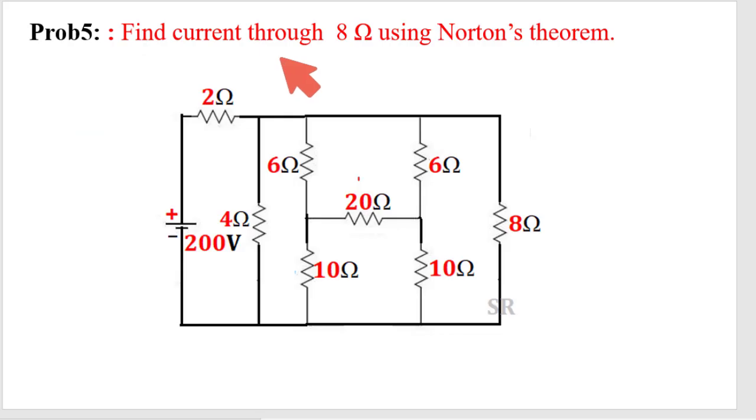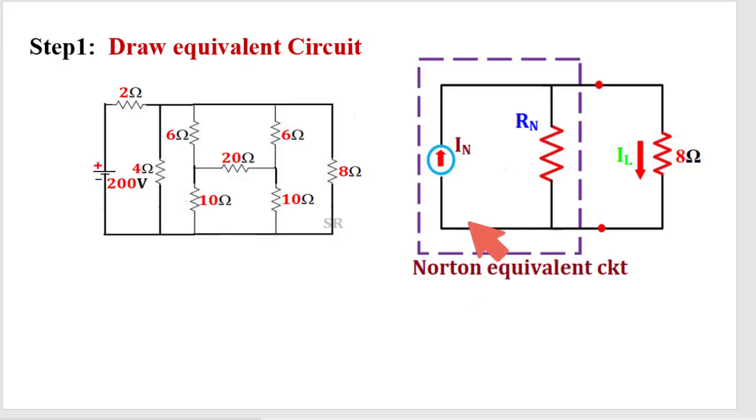Problem 5. Find current through 8 ohm resistance using Norton theorem. So this is the load resistance here. I need to find current through this 8 ohm resistance. First step, draw the equivalent circuit, In in parallel with Rn. I need to find out the value of In and Rn, then I need to calculate the load current.